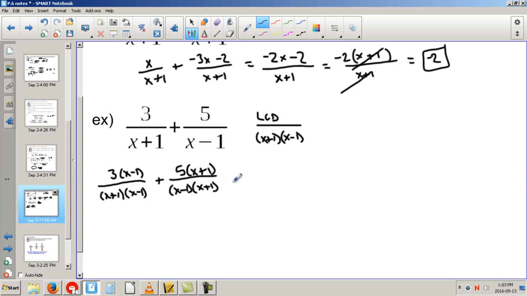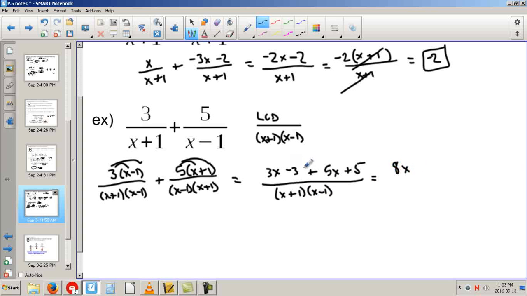Okay. If I simplify by distribution, I'm going to get 3x minus 3 plus 5x plus 5. And because they have the same denominator, I can just put them in one fraction. x plus 1, x minus 1. Combining like terms, I get 5x and 3x, that's 8x. Negative 3 and 5, that's plus 2, all over x minus 1, x plus 1.